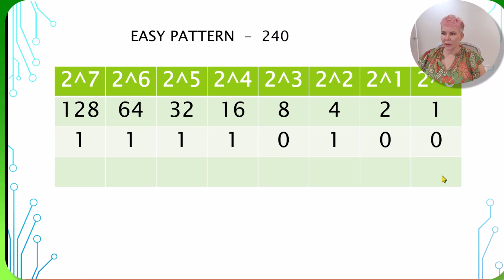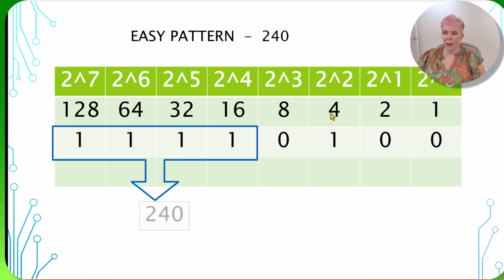Let's look at another one. This time I can see here my easy pattern. The first 4 ones are on. That tells me it's 240 and the 4. So now I know I have 244.